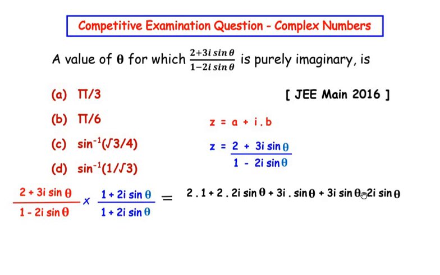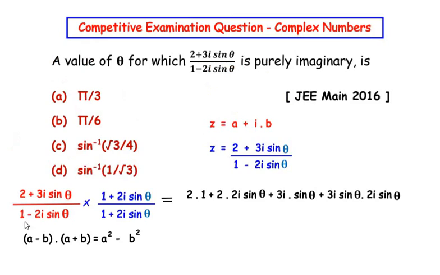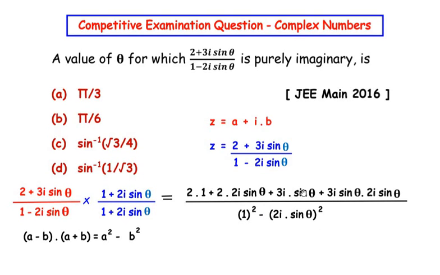Now for the denominator we can see that it is of the form (a - b)(a + b). This is an algebraic expression which becomes a square minus b square. Using this algebraic identity we can write the denominator as, considering a as 1, 1 square, minus, considering b as 2i sin theta, (2i sin theta) the whole square, that is a square minus b square.